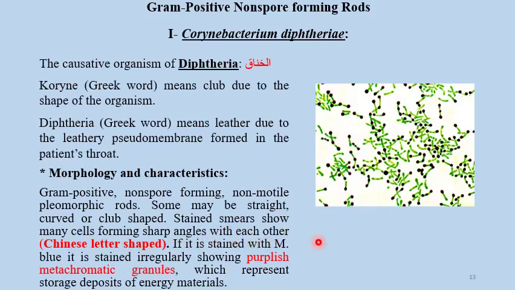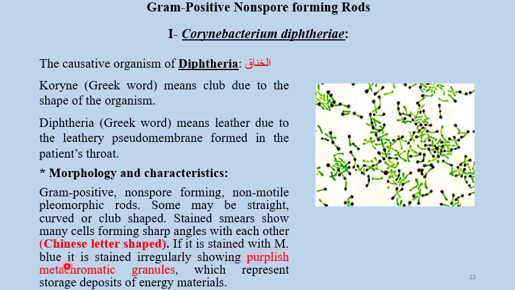The stain smears show many cells forming sharp angles with each other. The arrangement of this organism is known as the Chinese letter shaped or Chinese letter arrangement. As you see here in the picture, الrods عاملة مع بعض right angles together, متجمعين وعاملين أشكال. The shape of this arrangement looks like the Chinese letters, زي الكلام الصيني.